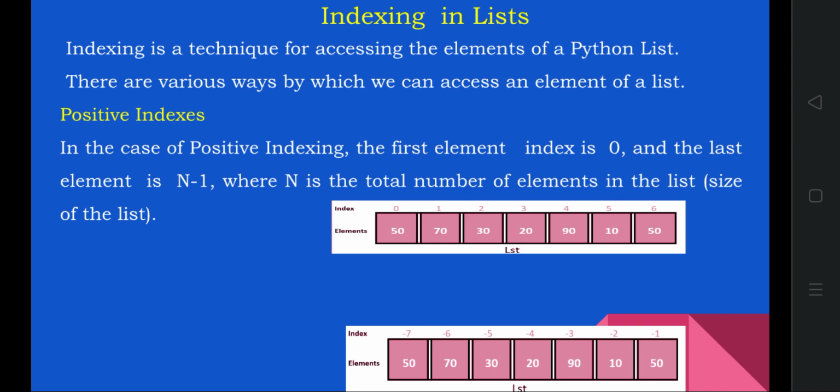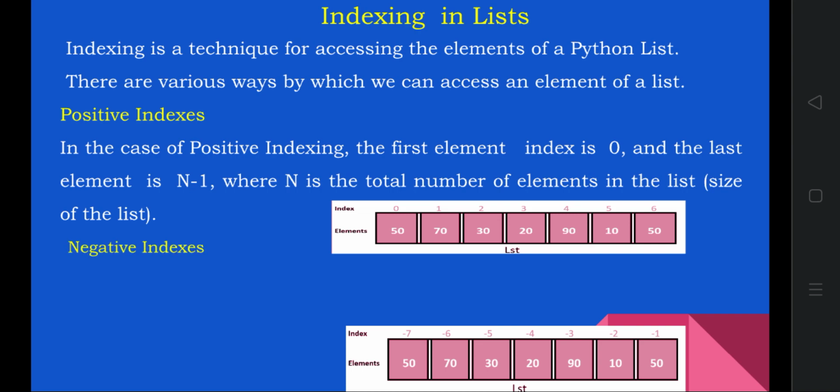The list here has the values 50, 70, 30, 20, 90, 10 and 50. So the indices go from 0 to 6, so 7 elements are there. As it starts from 0, the last index will be n minus 1. So that is positive indexing.